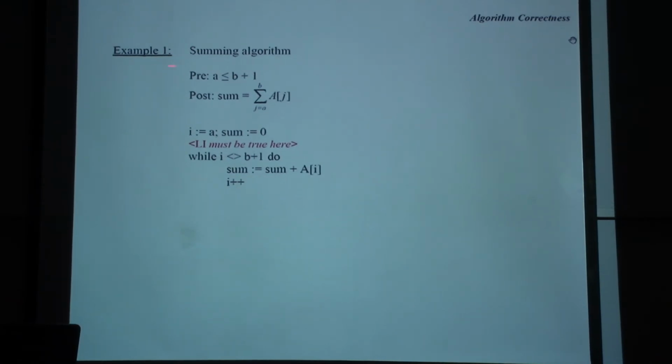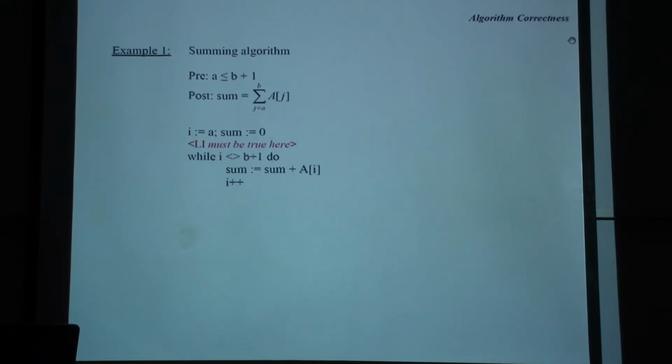Okay, if a is equal to b, how many elements? 1. Very good. If a is equal to b minus 1, how many elements? 0. How many elements in general in this array? b minus a plus 1. Upper index minus lower index plus 1. And never forget the plus 1, because if you have an index going from 4 to 4, you still have the element, the fourth element. 4 minus 4 plus 1.